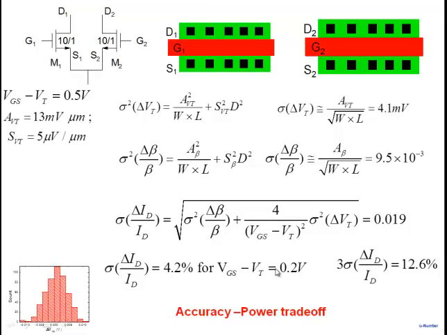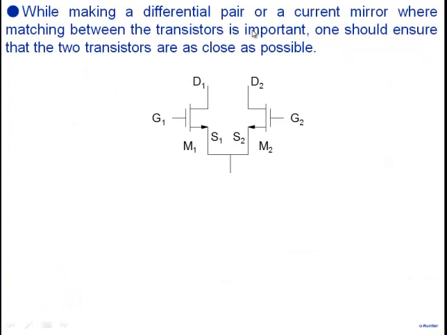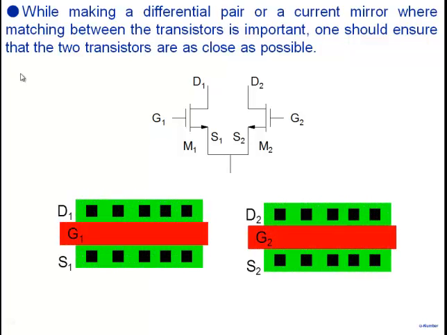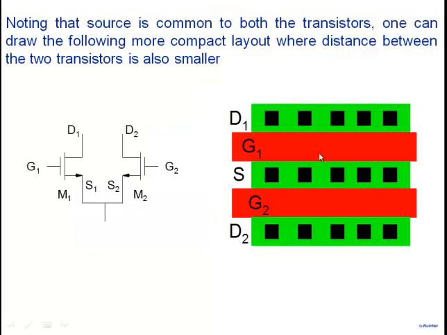So it's just hinting towards a trade-off that you may see in circuits, where accuracy depends on the mismatch between the transistors here. All right, so this is what we had discussed in the last lecture: this is the simple way of making two transistors M1 and M2. But it's not a very good way because the distance between the two transistors is large.